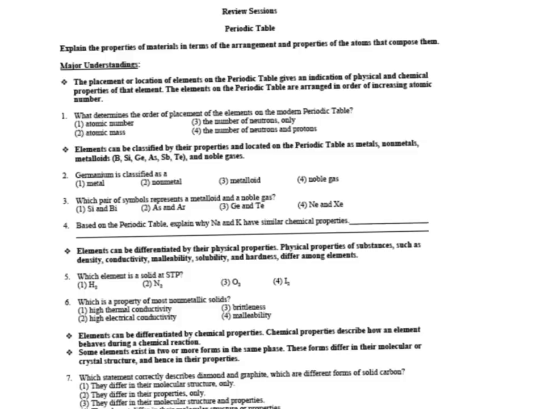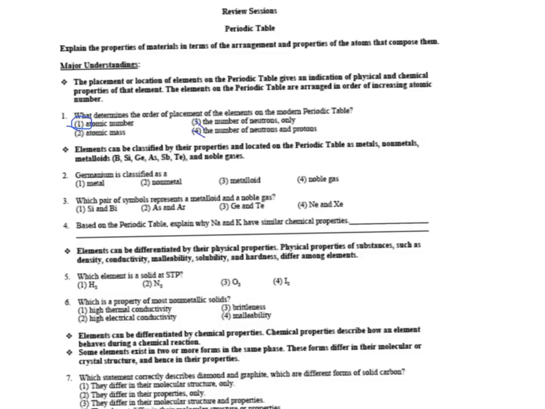So as we start our review of the basic makeup of the periodic table, we can see in this question, number 1, that it asks, to determine the order of placement of elements on the modern periodic table, they are arranged by atomic number. Now, they're not arranged by the number of neutrons, as they can vary by isotope, and so that eliminates choice 3 and 4.